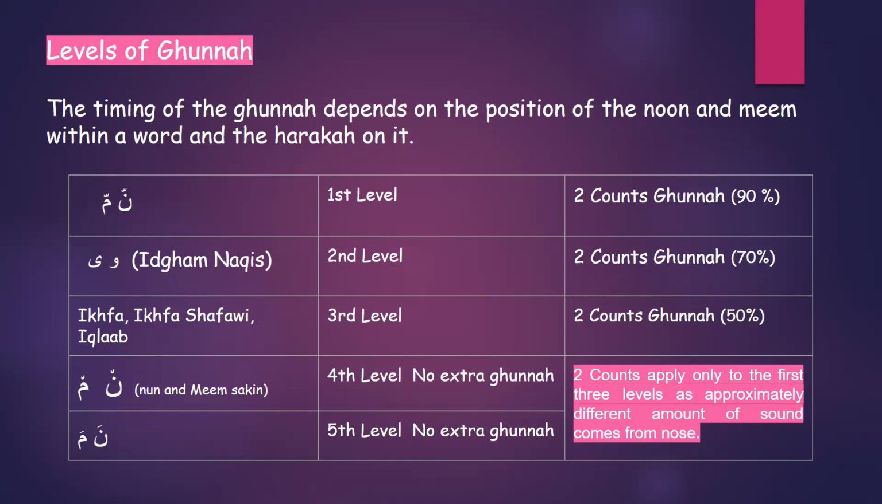Then we have the letter noon with a haraka and the mim with a haraka. Na, ma. It can be ni, mi, or nu, mu. So mutaharik. Noon and the mim mutaharika. That's under the 5th level. Again, has no extra ghunnah. So 2 counts apply only to the first 3 levels, as approximately different amount of sound comes from the nose.